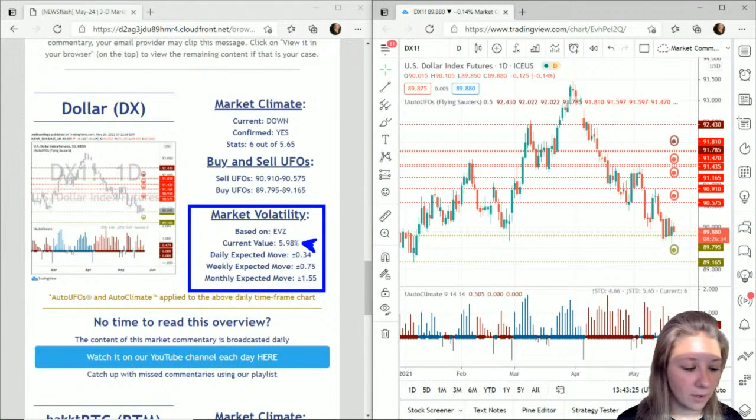Now, the current value means that we would expect the dollar to move up or down in 1 year by 5.98%. It's not as volatile as the others. That means in 1 day, a movement up or down of 0.34 points. In a week, up or down of 0.75 points. And in 1 month, up or down of 1.55 points.